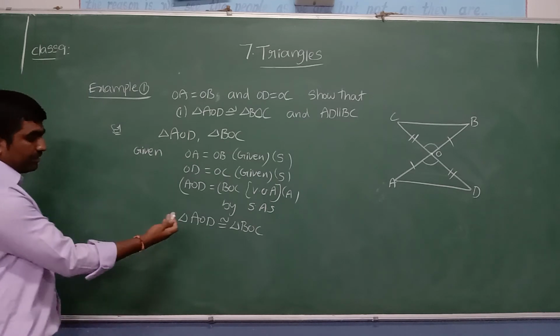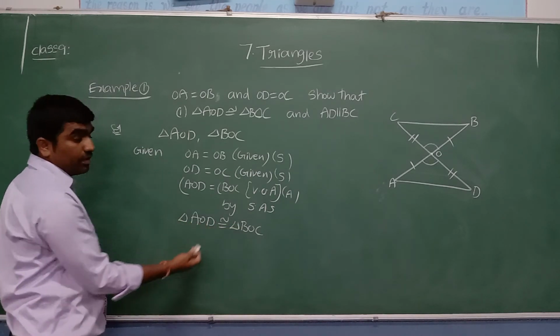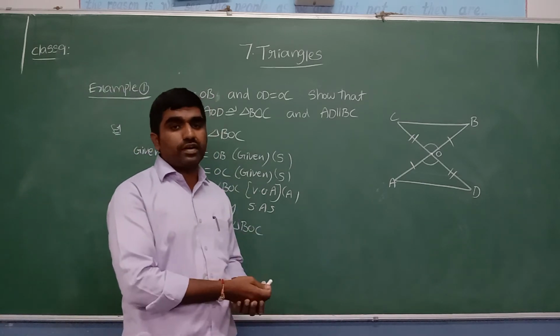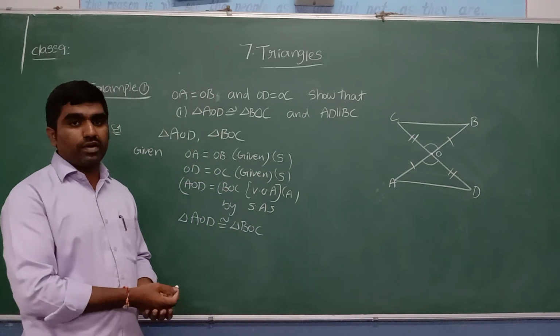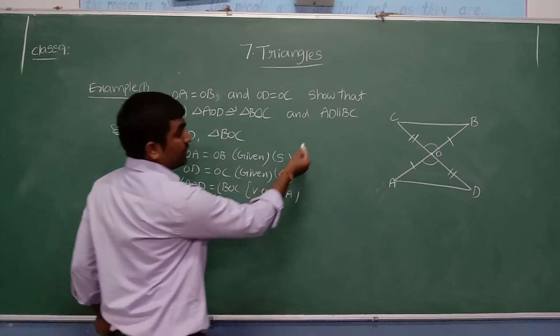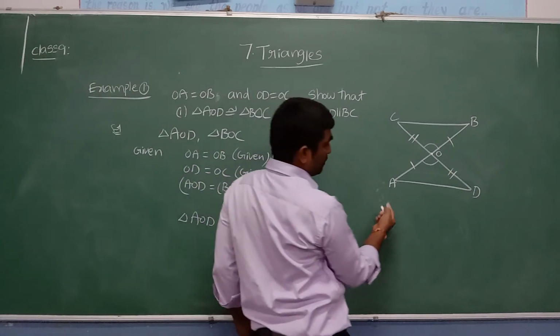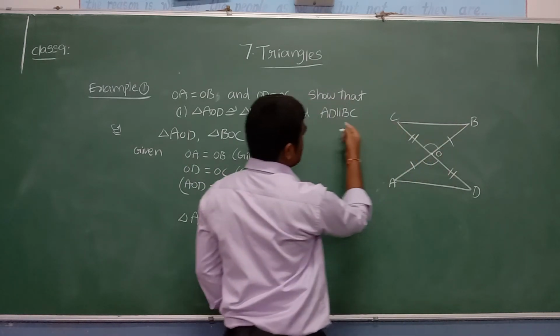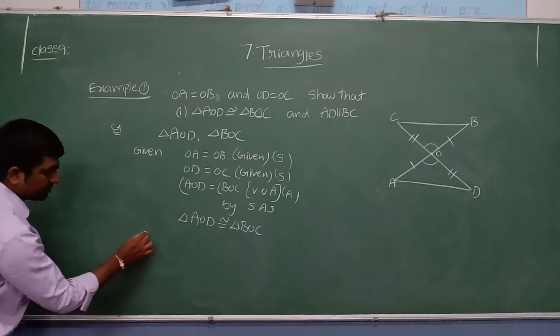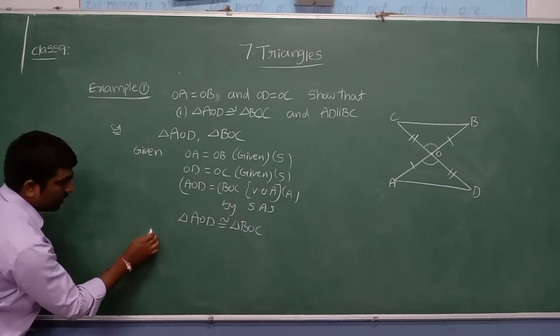Then we know that if two triangles are congruent, they have two properties: corresponding sides are equal and corresponding angles are equal. By CPCT we can say this here, because they are also asking us to prove AD parallel to BC. To prove this, you know the condition: when two triangles are congruent, then we can write the following.